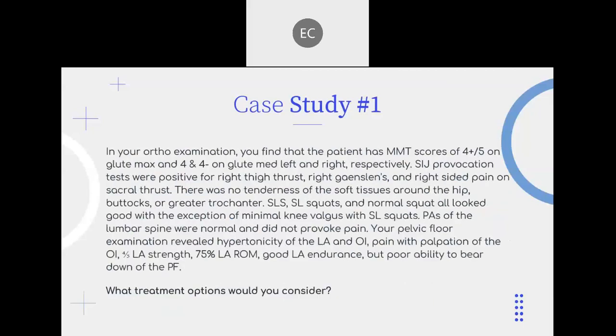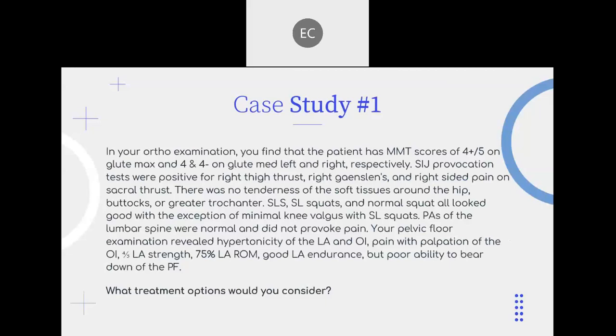Okay, next would be, in your ortho examination, you find that the patient has MMT scores of 4+ out of 5 on glute max and 4 and 4- on glute med, left and right respectively. SI joint provocation tests were positive for 3 out of 5, or 3 out of 4: right thigh thrust, right Gaenslen's, and right-sided pain on sacral thrust.